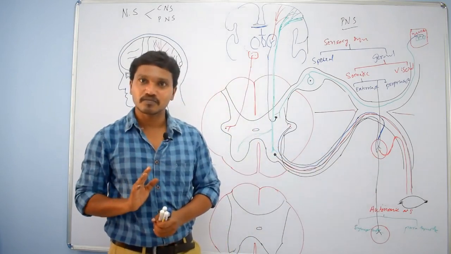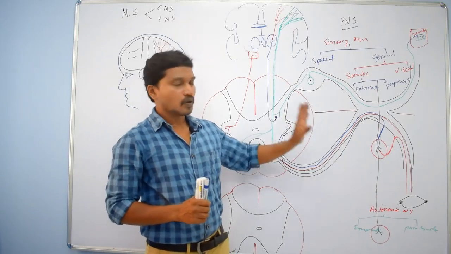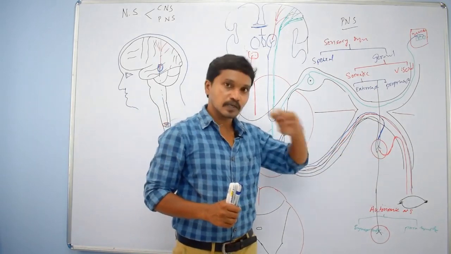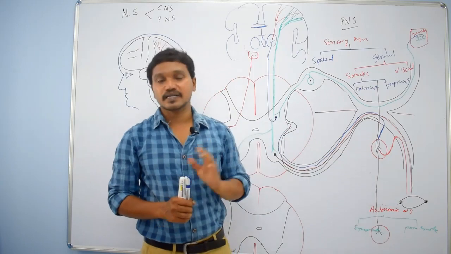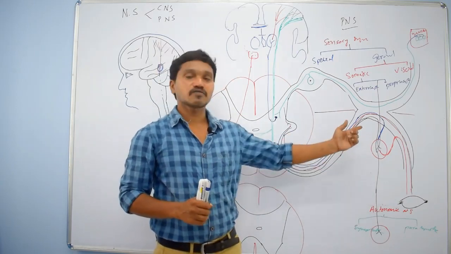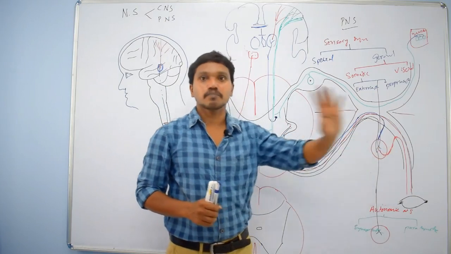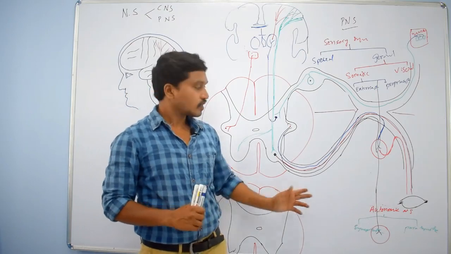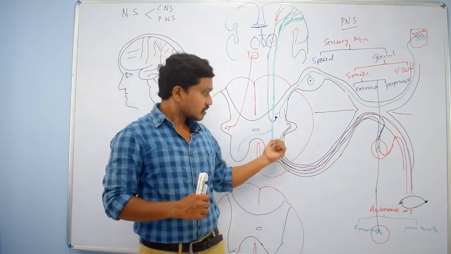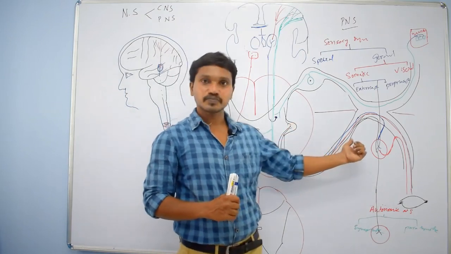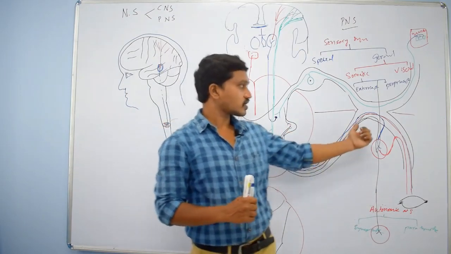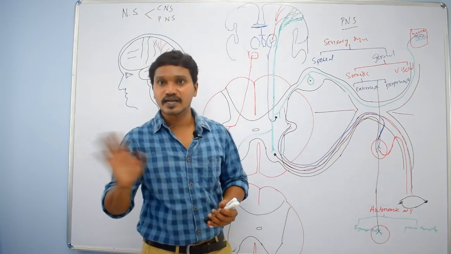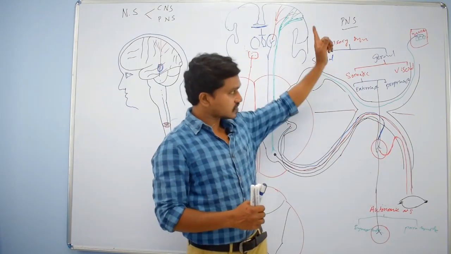I hope you understood now, right? Very simple. Usually preganglionic fibers pass through the nerve and synapse with cells present in the sympathetic ganglion. From there, postganglionic fibers arise, again enter into the nerve, and supply the target organs. But in some situations, the axons of some neurons pass through the nerve root and enter the ganglion, but within the ganglion they will not relay. Either they descend down or ascend up.